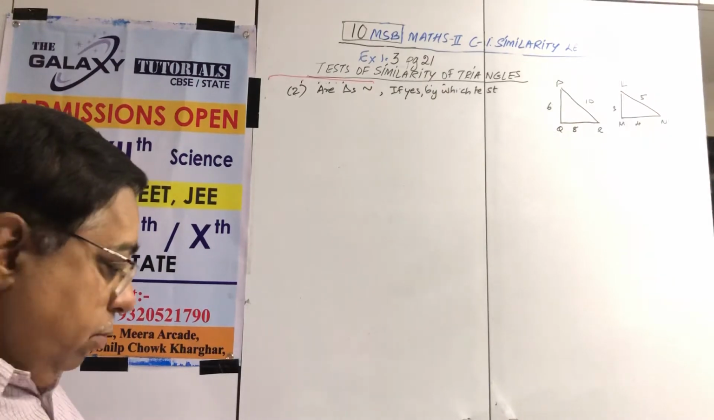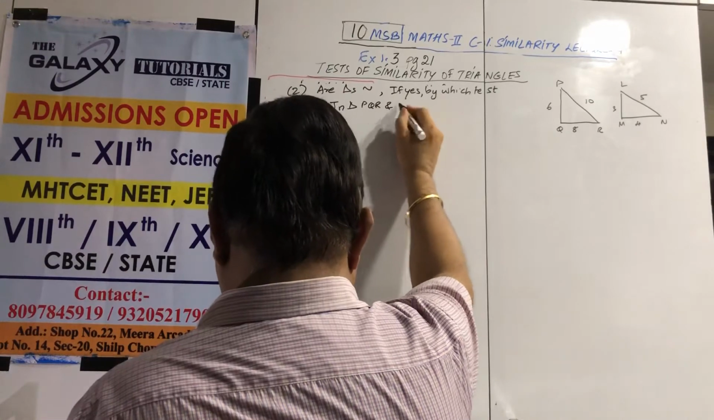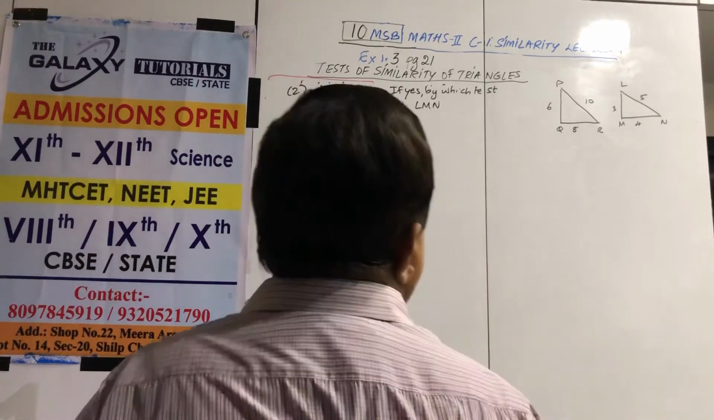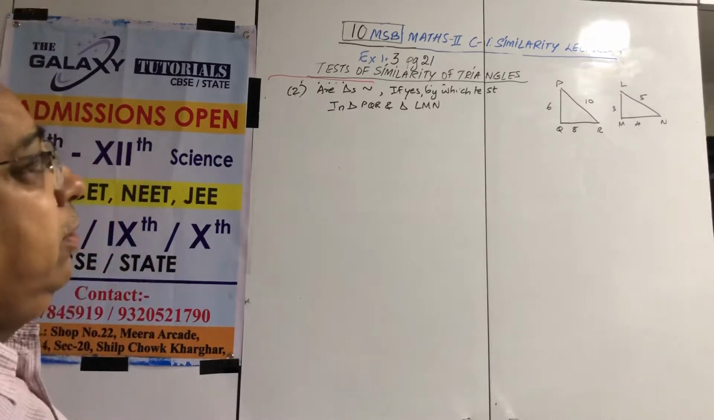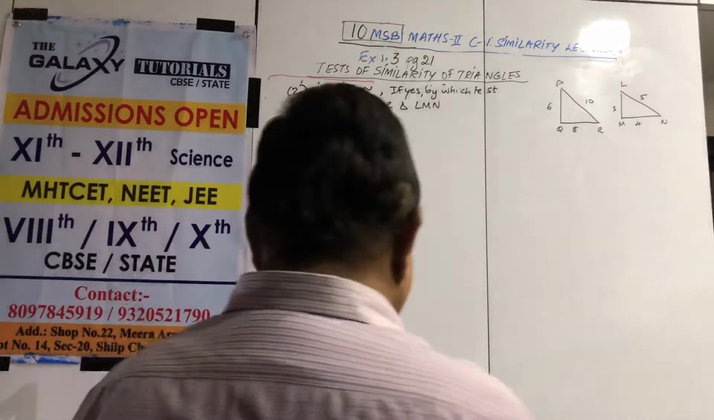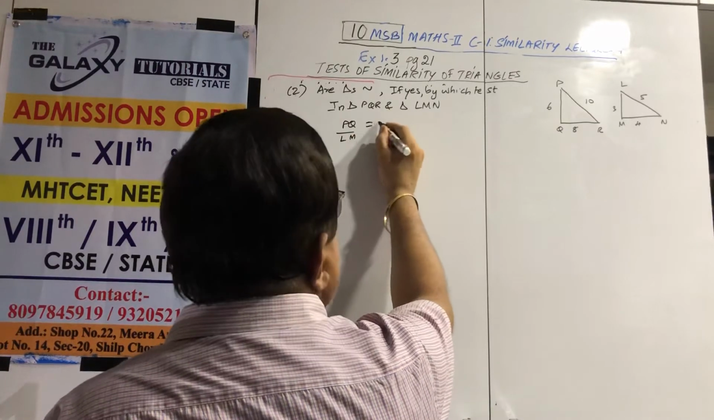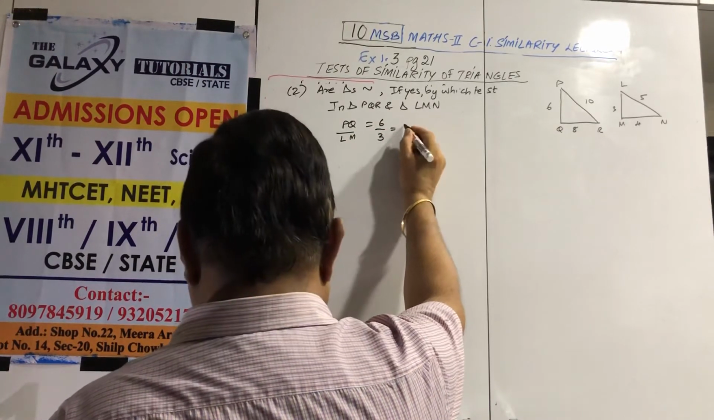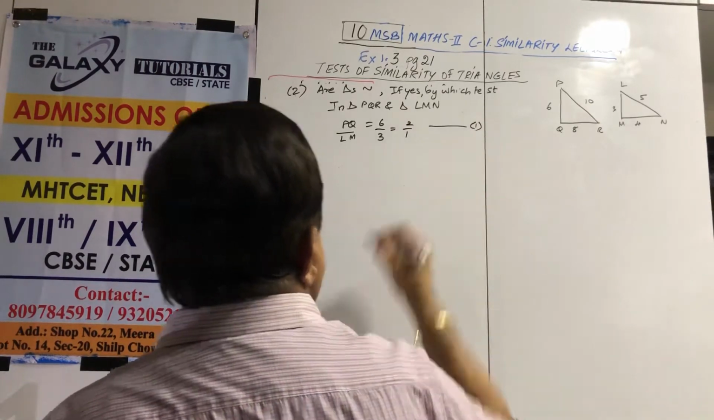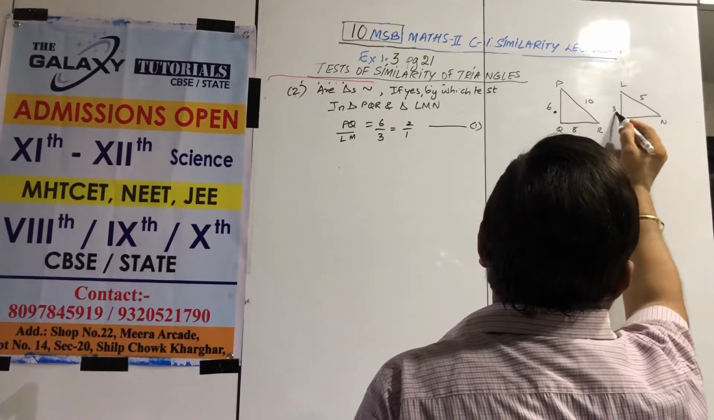Now, in triangle PQR and triangle LMN, with my eyes only I can see that Q and M look like right angles, so they correspond better. I can't say Q corresponds to N or to L because the angle sizes are different. So PQ upon LM is equal to 6 upon 3, that is 2 upon 1. This is number 1. So I've taken this side ratio.